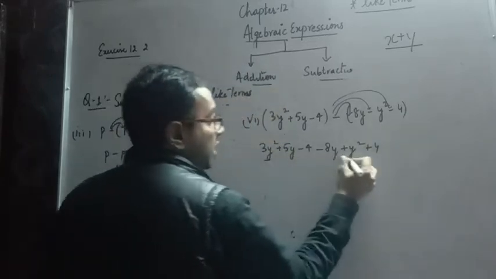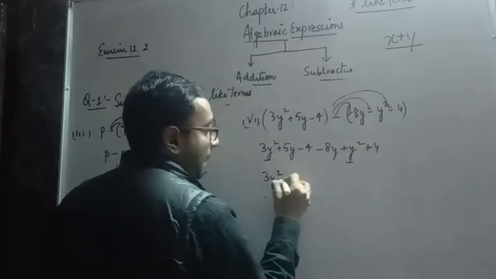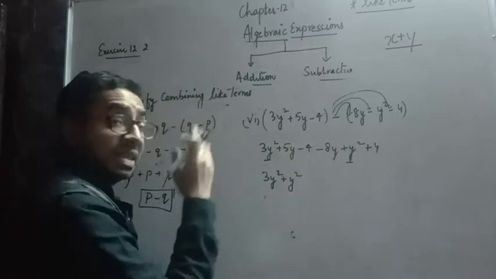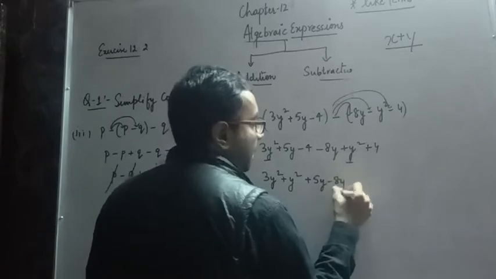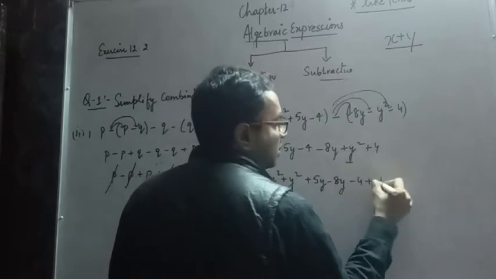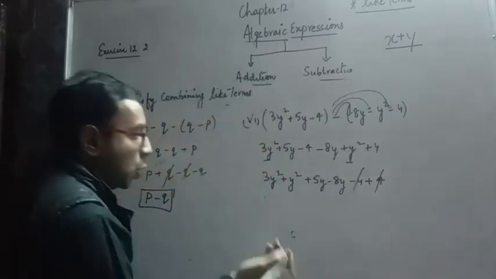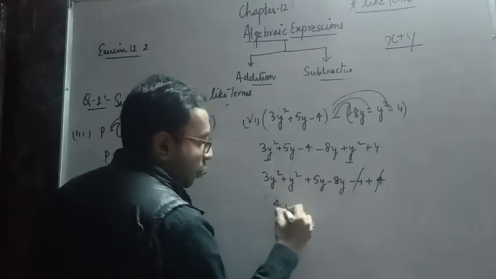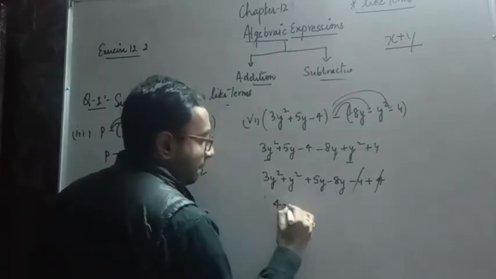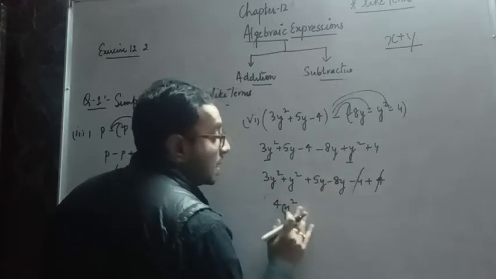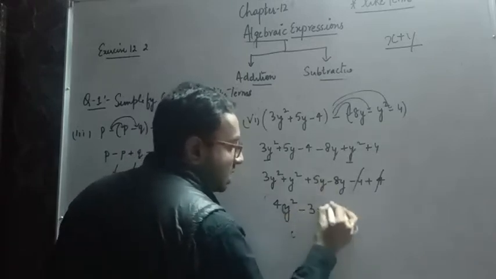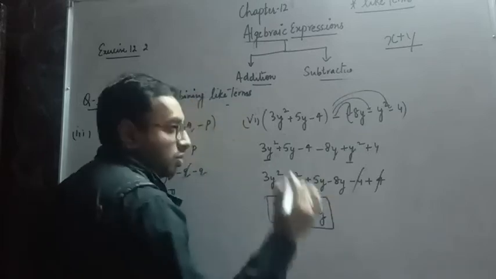Bring y square, bring like terms to one side, in the descending powers, very good. 5y minus 8y, and plus 4 minus 4 simply cancel out because it's 0. 3 plus 1, 4y square, and plus 5 minus 8, that is minus 8. Plus minus minus, this is what the answer is, minus 2.